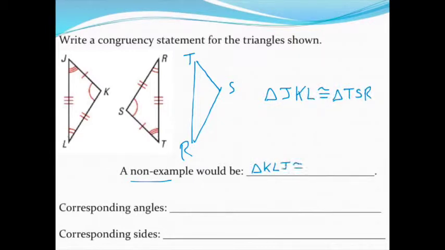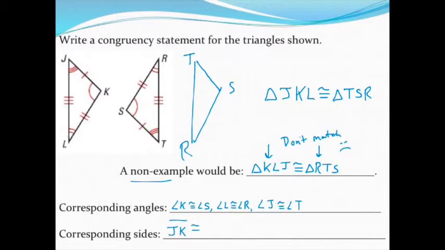So there's a correct congruency statement. Here's a bad one. Notice K and R don't match. K has a single tick mark, R has a double. And then here are my 3 angles that match up, and there are my 3 pairs of sides that match up. Hopefully your answers match up to mine.